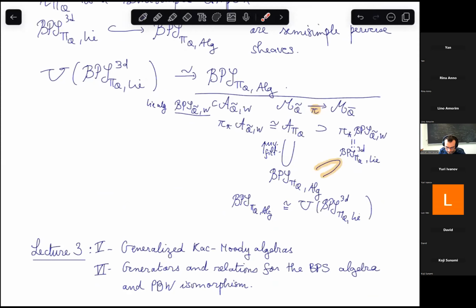Yes, more or less, yeah. And we can do it for this BPS algebra, and I will do it today. But describing the full CoHA by generators and relations is a more general, more complicated question, which is not answered in full generality.